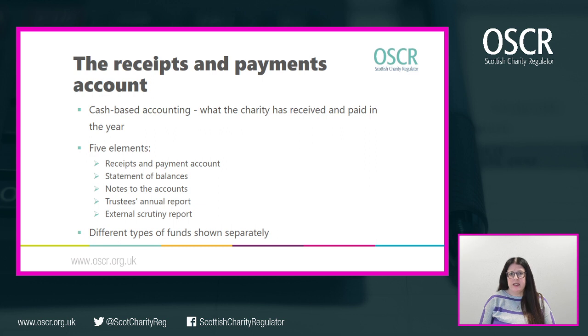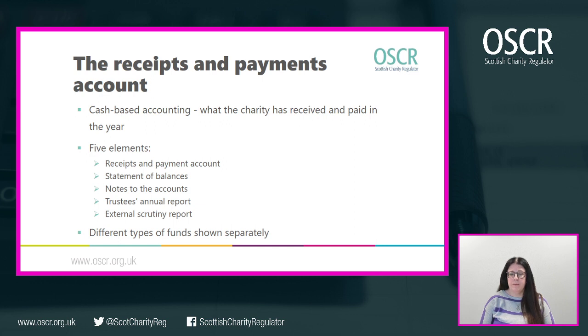The first is the receipts and payments account itself. Then there's the statement of balances. That's when the assets and the liabilities of the charity are listed. Then there are some notes to the accounts. The trustee's annual report, that's where the charity has the opportunity to tell the story about what's been happening during the year. And finally, there must be an external scrutiny report, and I'm going to talk about that a little bit later on.